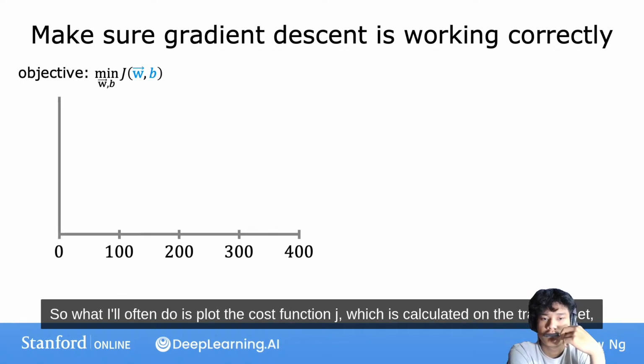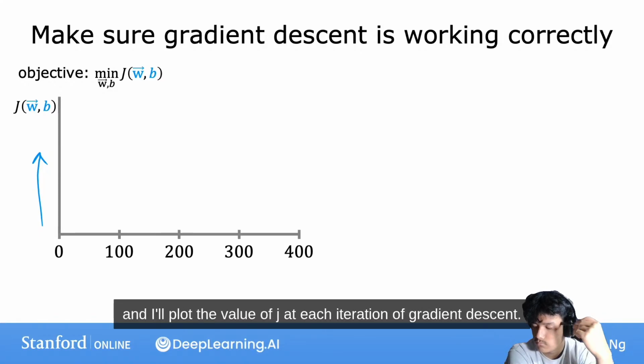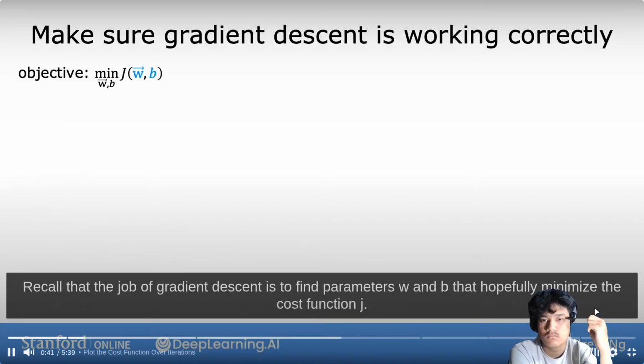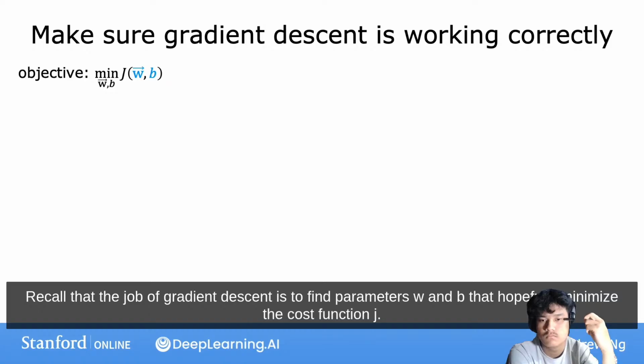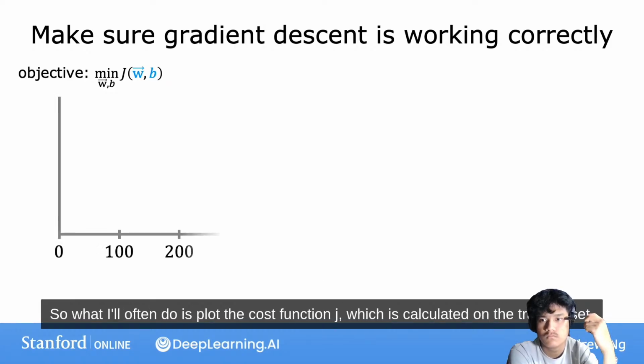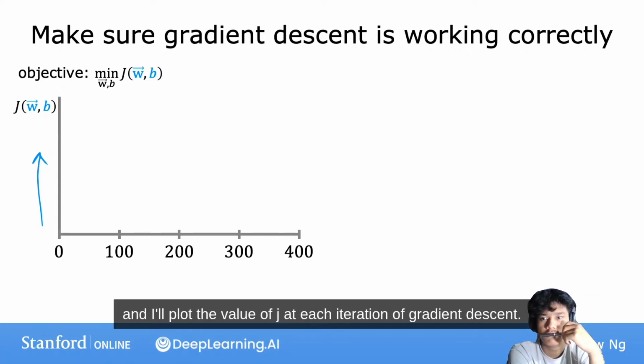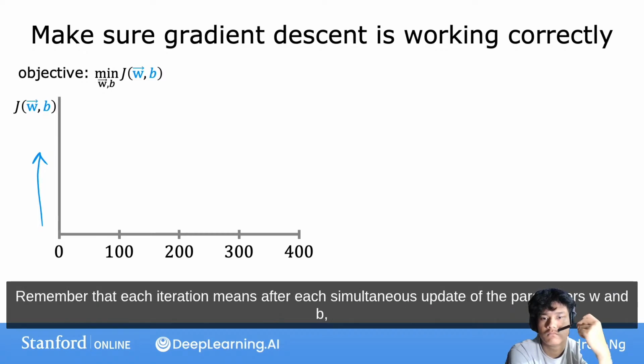So what I often do is plot the cost function j, which is calculated on the training set, and I'll plot the value of j at each iteration of gradient descent. The job of gradient descent is to find parameters w and b that hopefully minimize the cost function j. Remember that each iteration means after each simultaneous update of the parameters w and b.